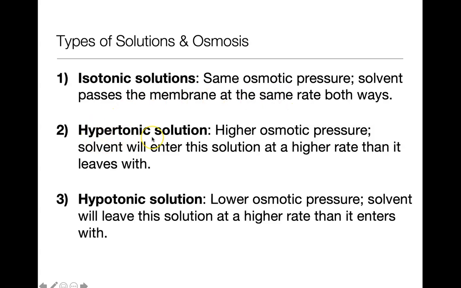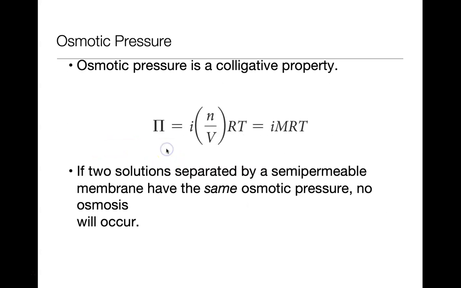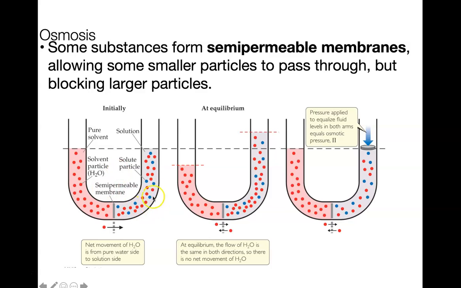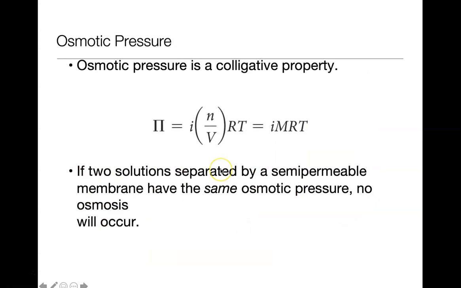A hypertonic solution is going to be when the solution has higher concentrations of solute, and the water will rush from the pure solvent to try and dilute that. And that's what we saw here, right? There's our hypertonic solution. It has more solute molecules in it than the pure, and so there's a migration of the water to try and dilute it.